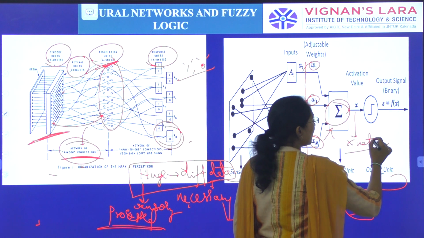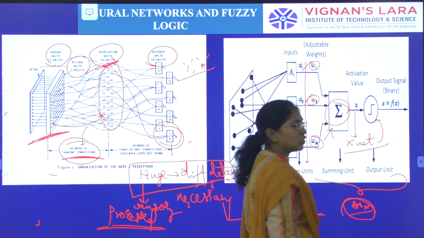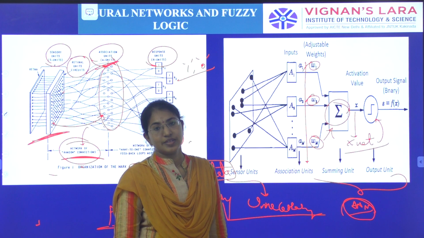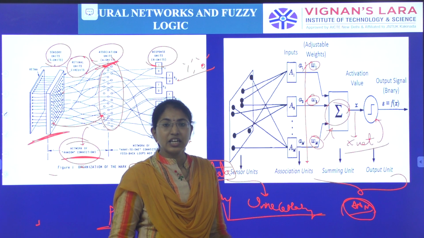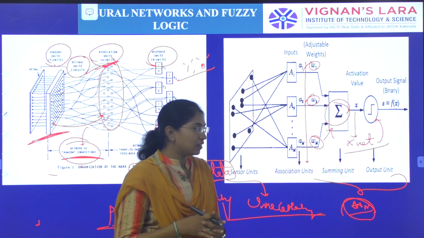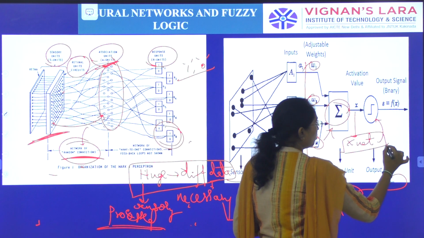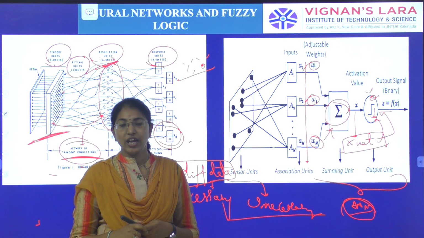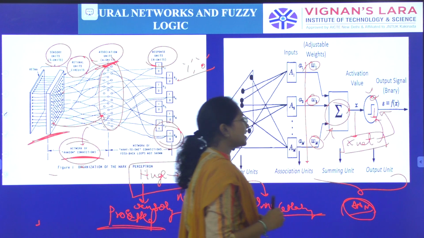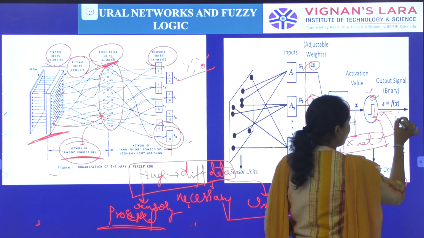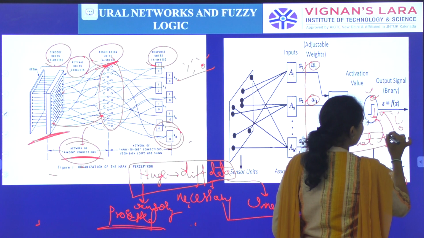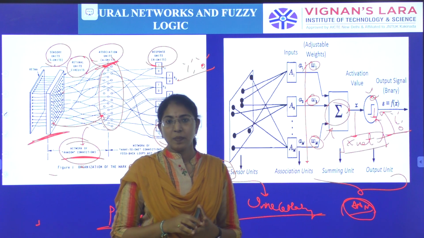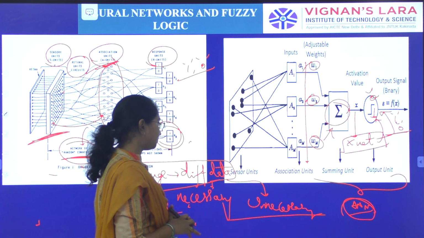Now, this net value is fed to the activation function, which can generate either 1 or 0 based upon comparison of this X input with the activation value present in the activation function, and it will generate output value as 1, or it will generate output value as 0. This is about the perceptron neural network.